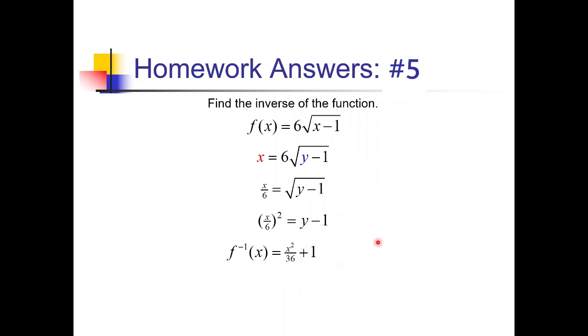Now, one thing I do have to be a little bit careful about here, since my original function had a range that was non-negative because this square root can't give me back negative values, and since it's an inverse, that means the range of the original is becoming the domain of the inverse. So since my original range was non-negative, my inverse domain has to be non-negative as well. So I'm going to have to write x greater than or equal to 0 just to add on to this thing.